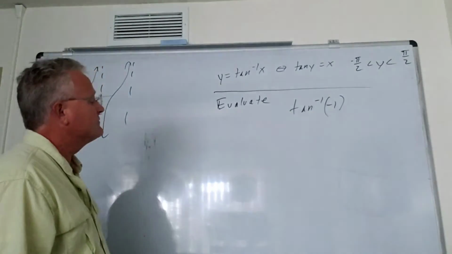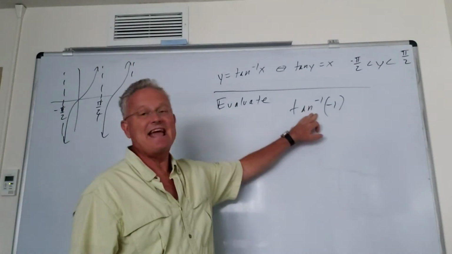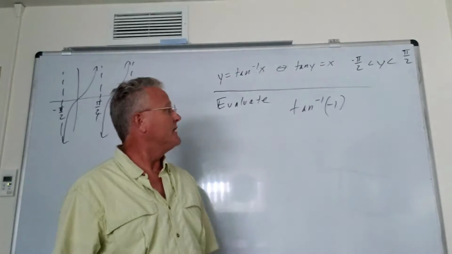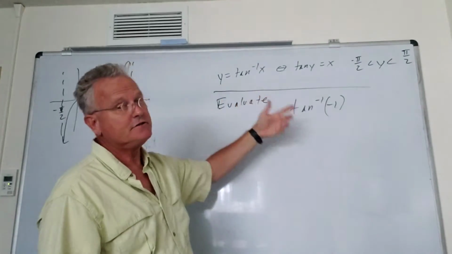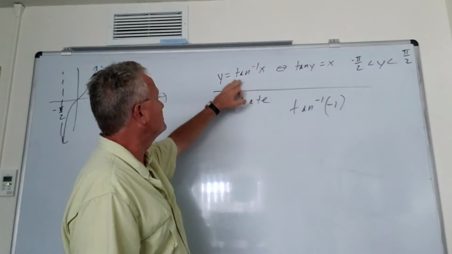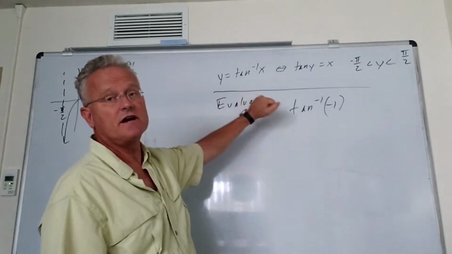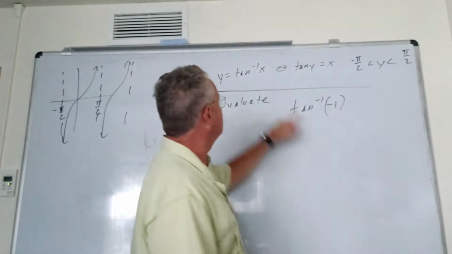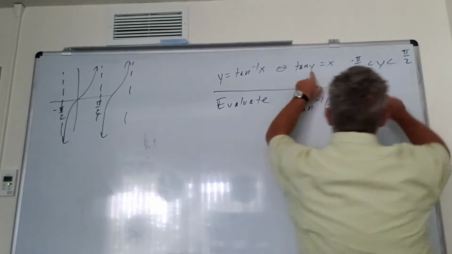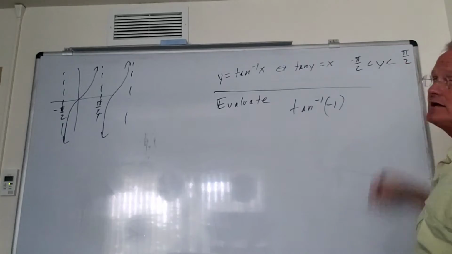All right, now we're going to do an inverse tangent problem. We're going to evaluate the inverse tangent of -1. And the definition, similar to the other inverse trig functions: y is the inverse tangent of x. That means the tangent of y is equal to x. But our angle y has to be between -90 and 90.